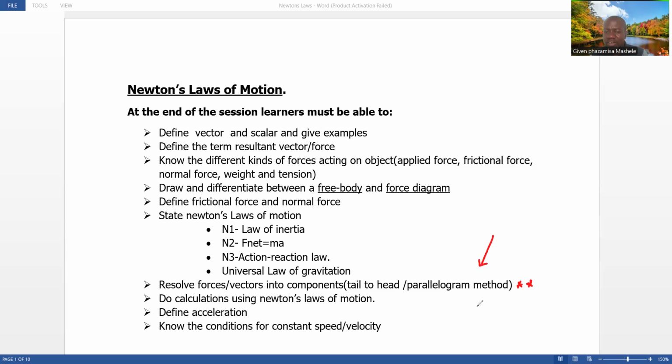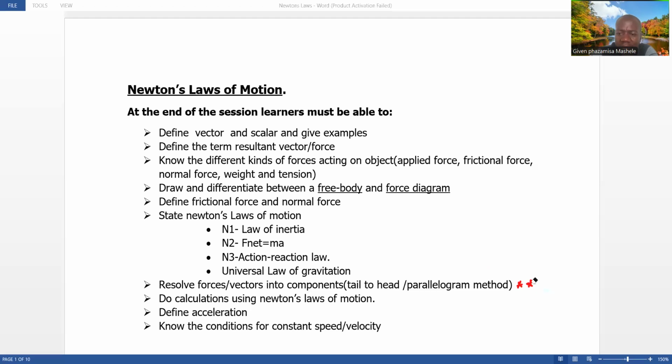And again, one must be able to define what is an acceleration. And also you need to know the conditions for constant speed or constant velocity, because these are typical exam questions. So you need to be able to explain, or actually to know, these things that are mentioned. Let's start with the first one.